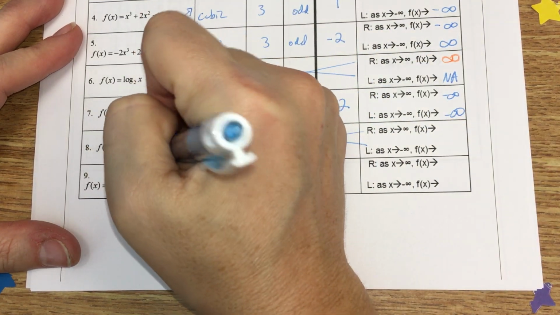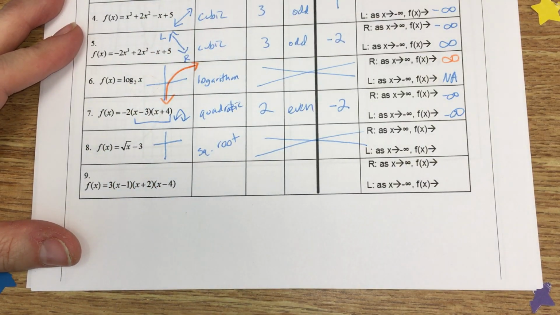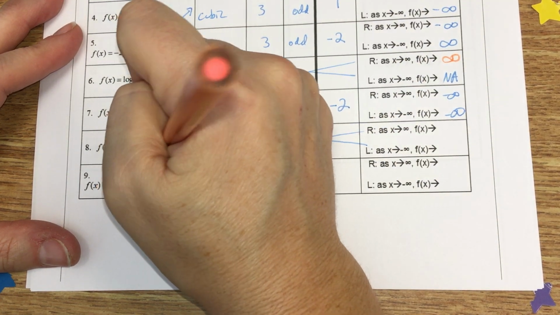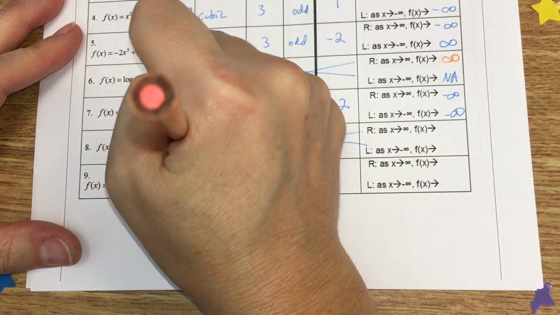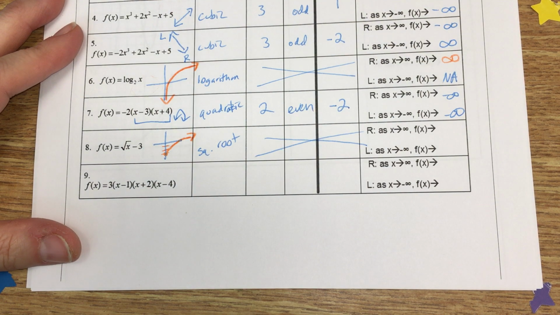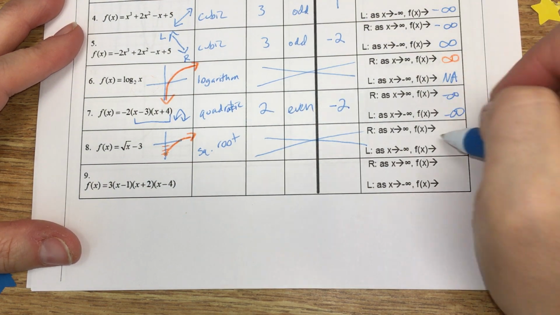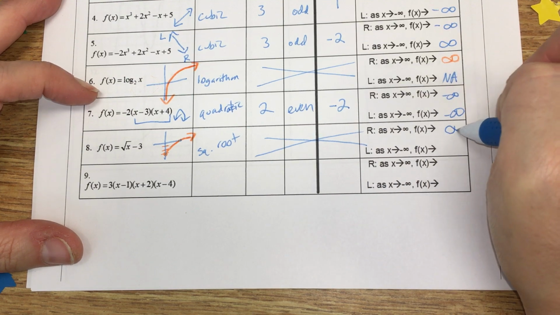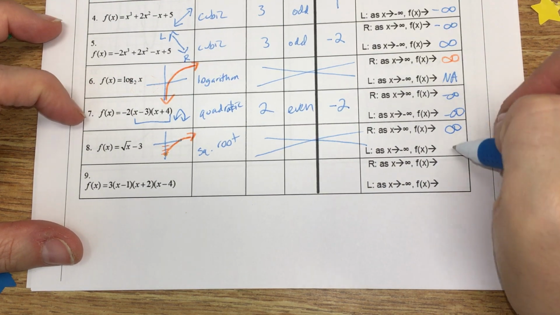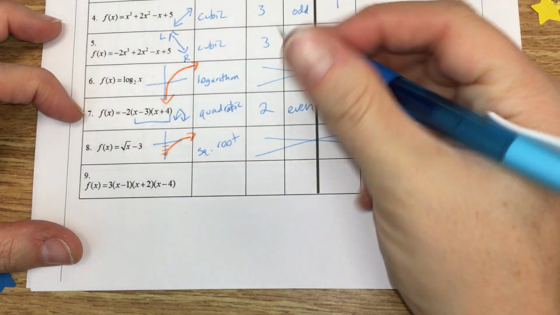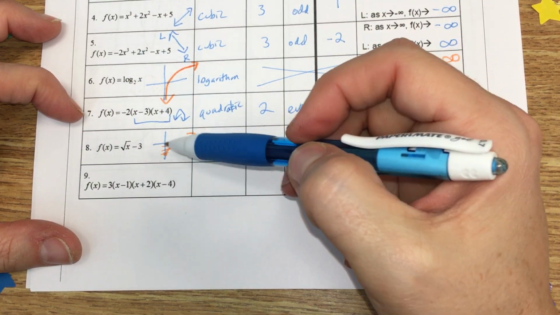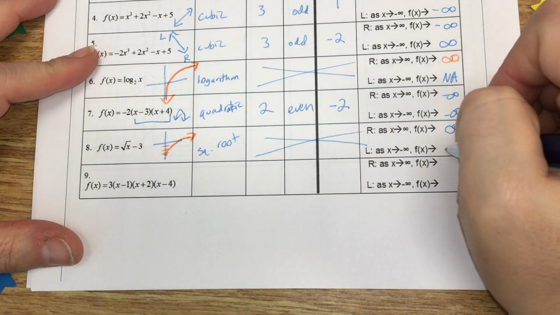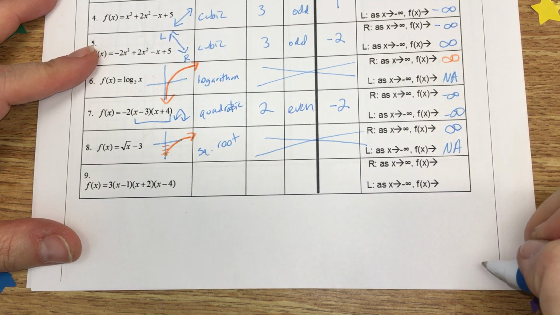Number 8 is a square root function, so we don't have to worry about this stuff. Now it's the square root of x minus 3, so it would go down like 1, 2, 3, and it would look something like that. Now, again, like the logarithm function, it's going to go up towards infinity. Not that fast, but it's going to get there. But on the left, there is nothing here. So I'm going to say the left end behavior is not applicable.